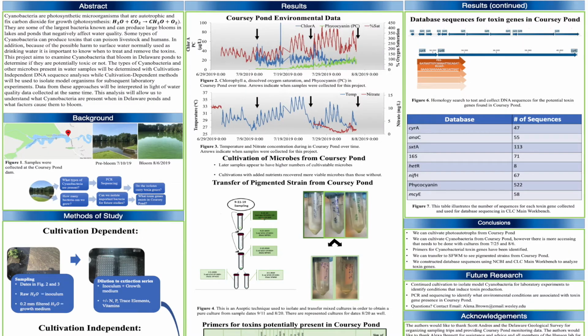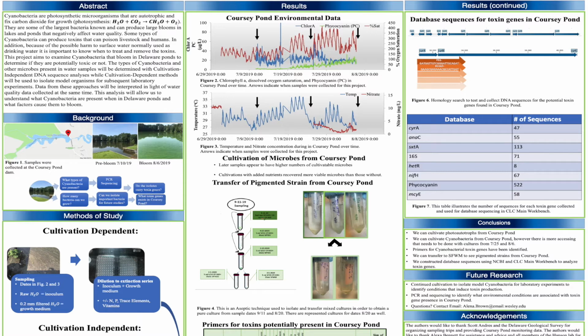So we've also acquired Coursey Pond environmental data from my project, given by Scott Andres of the Delaware Geological Survey. Each of the arrows here indicate when the samples were collected for my project, and we collected data on chlorophyll A, dissolved oxygen saturation or percent saturation, and phycocyanin. We also collected data on temperature, which was important to look at because cyanobacteria are actually most abundant in warmer temperatures. And we also collected data on nitrate as well.